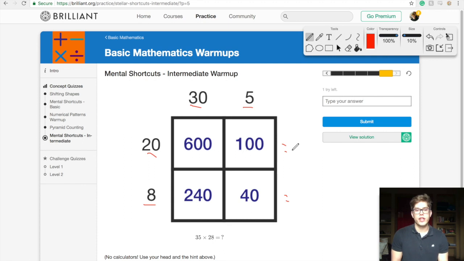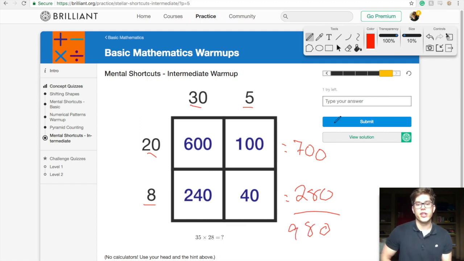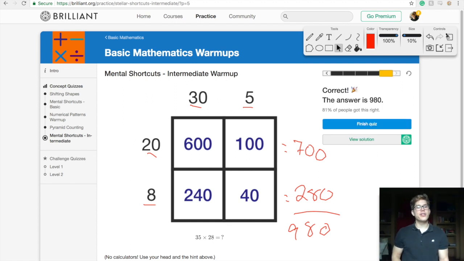600 plus 100 is 700. 240 plus 40 is 280. And then you add them up. 0, 8, 9. So our answer here should be 980. Let me type it in. 980. Enter. Awesome. Excellent work.